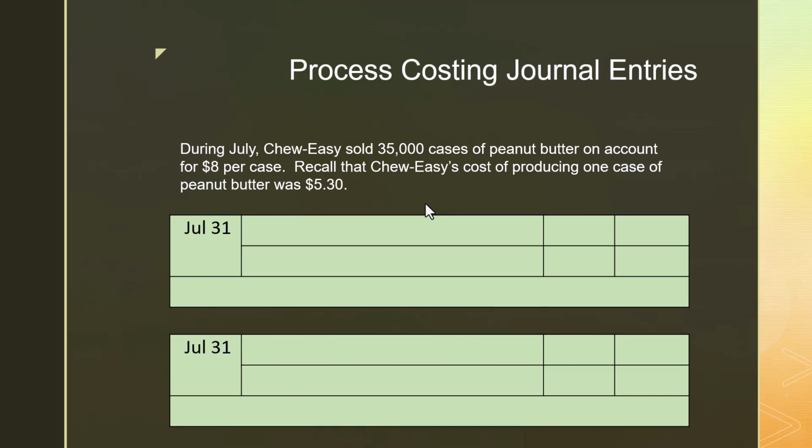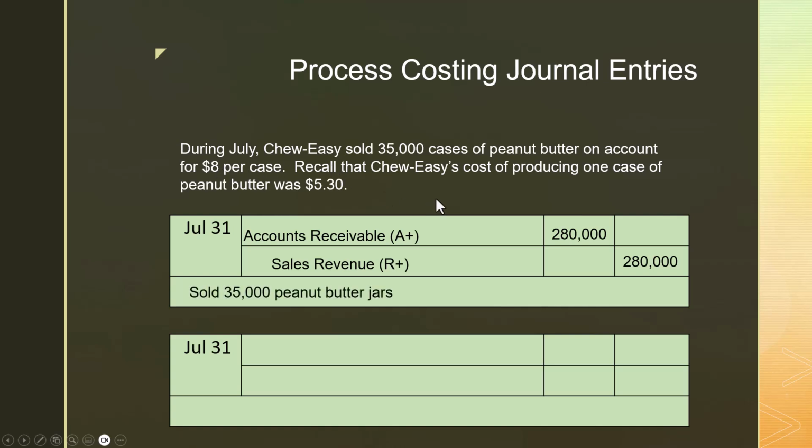So during July, let's say that Chew Easy sold 35,000 cases of peanut butter on account for $8 per case. Well, that's the standard form entry to make a sale of anything on account, which is always AR over sales revenue. In this case, it would be for $280,000 because we're selling 35,000 cases at $8 a piece. So that first entry records the sale of the 35,000 cases of peanut butter that we had sold during the period.